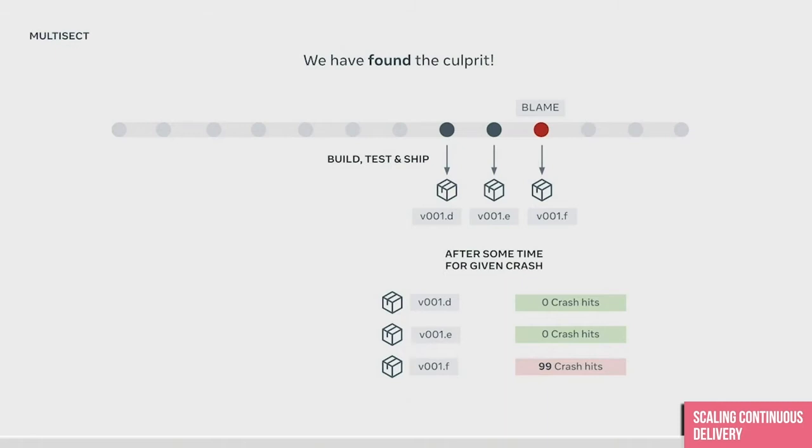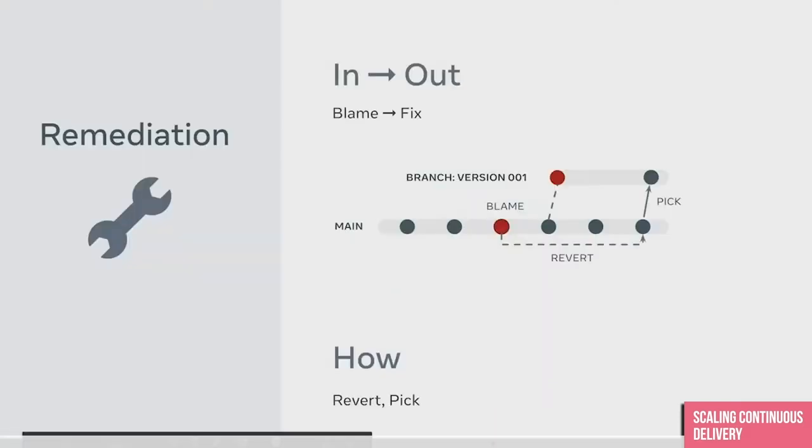Cool. So what's next? Having the bad commit, we should apply the remediation steps. Remediation. Okay, so having the blame commit, as we found before, the next step is to bring the fixed code into the branch. And what we are doing is reverting the blame commit within the main branch, and then picking the reverted commit into the branch. So yes, we are reverting and picking.